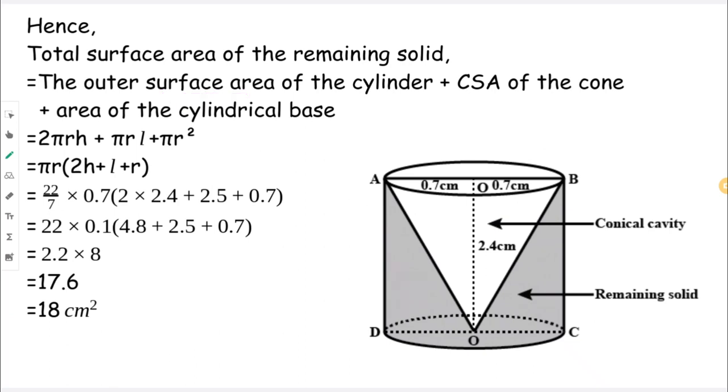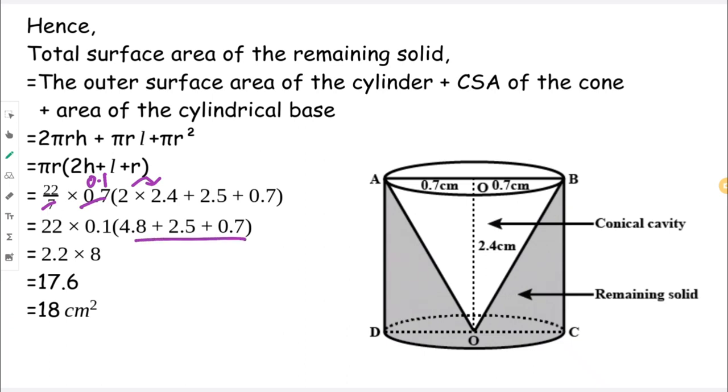Okay, so pi, the value is 22/7, radius we know 0.7, height is 2.4, slant height we just got it, 2.5, and the radius is 0.7. All right, so now I can divide this 7 by 7, 0.1, right? And when you multiply these two, we're going to get 4.8, and then we'll be left with 2.5 plus 0.7. So when you add all these, we're going to get 8 here.